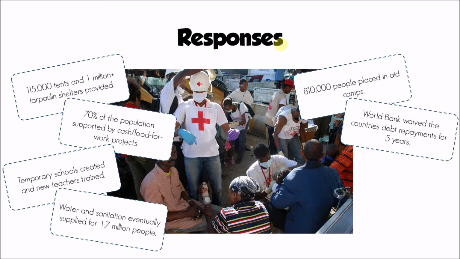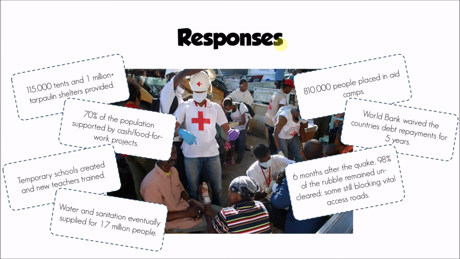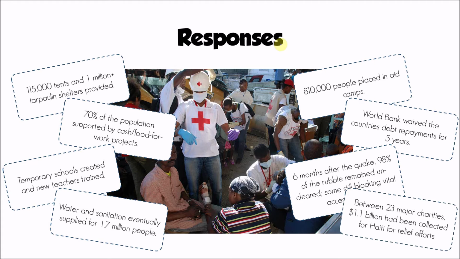The World Bank waived Haiti's debt repayments for 5 years, so that gave it a little bit of financial breathing space. And 6 months after the earthquake, about 98% of the rubble still hadn't been cleared, and some of it was still blocking vital access roads. A year after the earthquake, still only about 90% of it had been cleared, and 2 years after the earthquake, only about 50% of it.